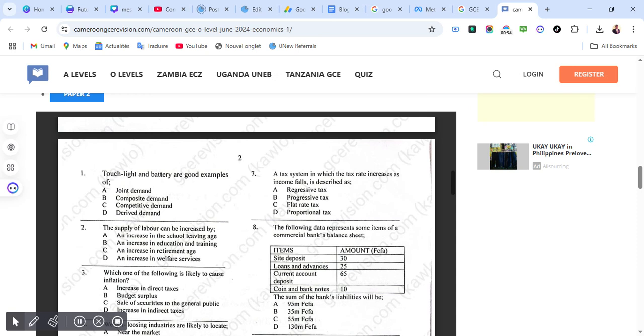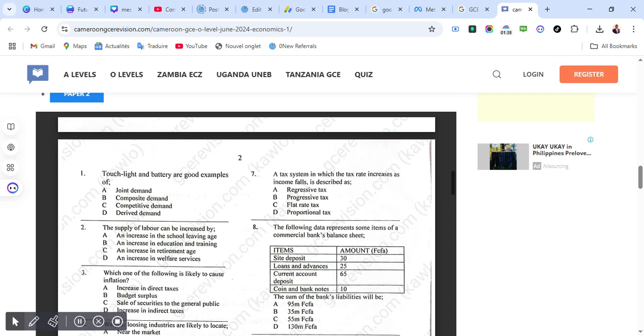We're going to start from question one. It says torchlight and battery are good examples of. You know that a torch cannot go without a battery, so it needs a battery to function. They're asking what this means. Is it a joint demand, a composite demand, a competitive demand, or a derived demand? When you know all the definitions, you will know the correct answer. Since a torch cannot go without a battery, the answer here is A, joint demand.